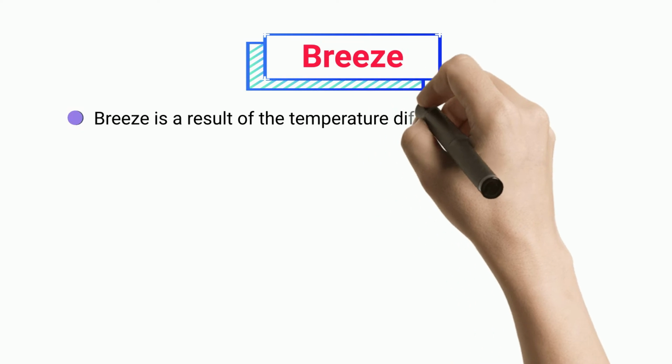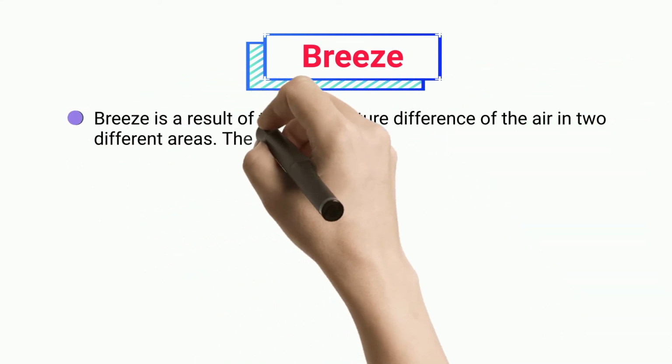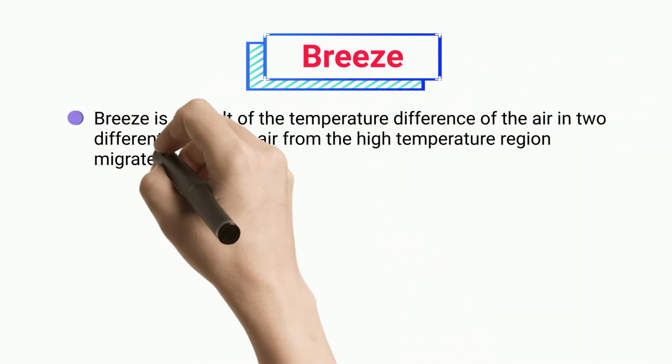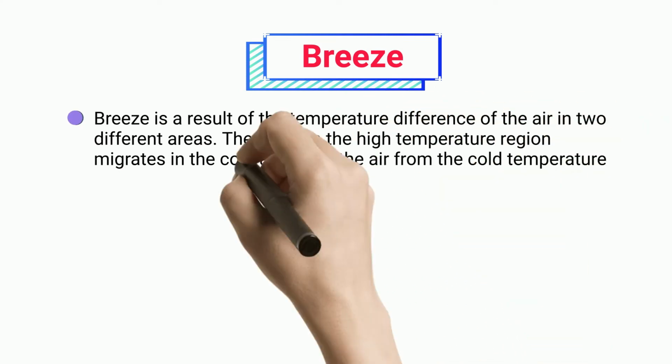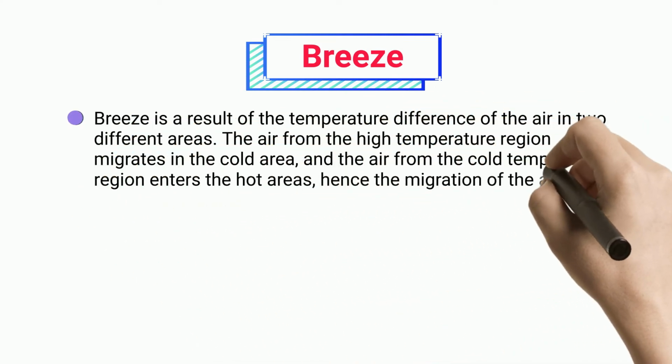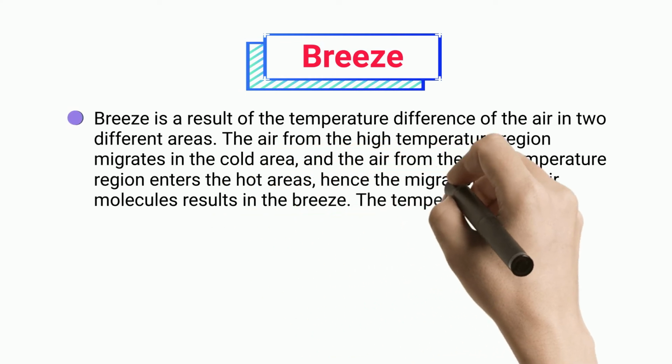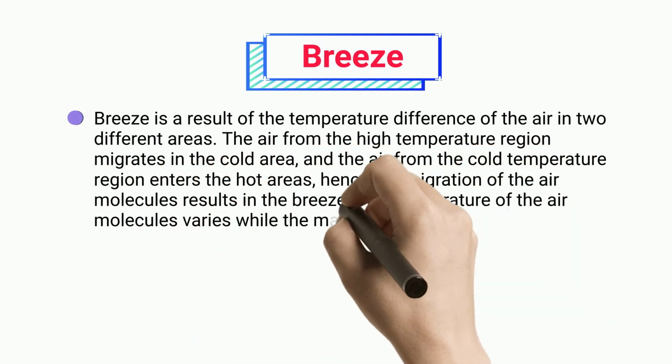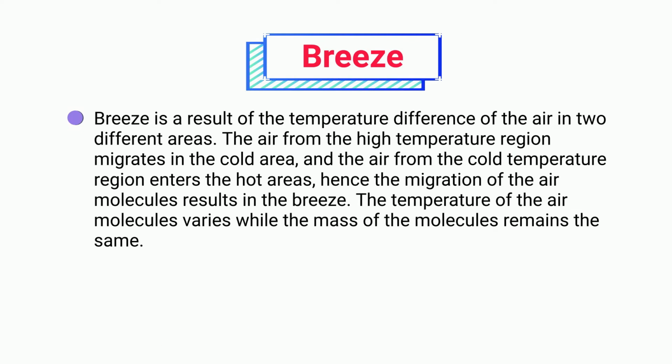Breeze is a result of the temperature difference of the air in two different areas. The air from the high temperature region migrates into the cold area, and the air from the cold region enters the hot areas, hence the migration of the air molecules results in the breeze. The temperature of the air molecules varies while the mass of the molecules remains the same.